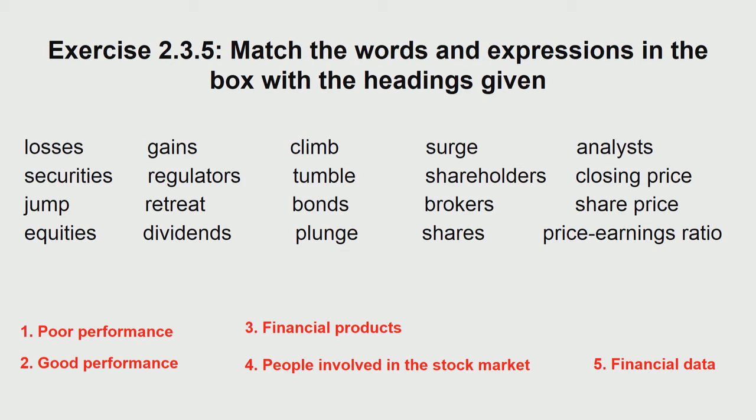And next one, match the words and expressions in the box with the headings given. Headings are those which are given in red, and the box is these words that are given in those columns and rows. So, losses, security, jump, equities, gains, regulators, retreat, dividends, climb, tumble, bonds, plunge, surge, shareholders, brokers, shares, analysts, closing price, share price, price earnings ratio. How would you give headings to each of these columns?